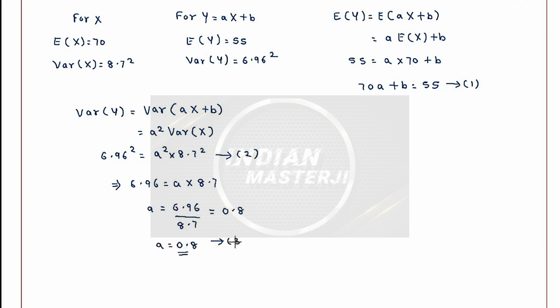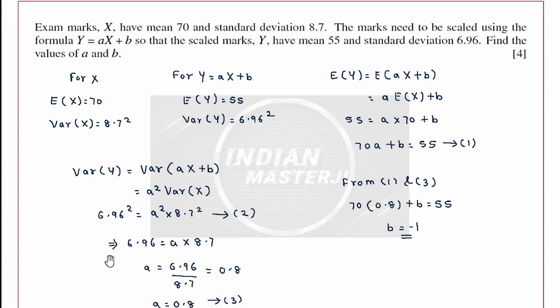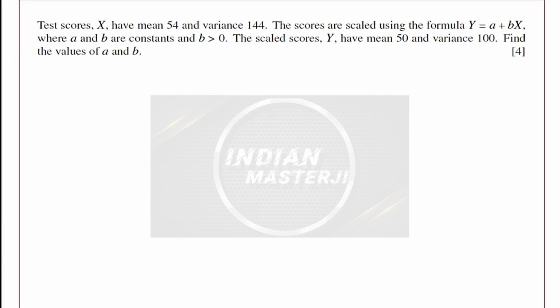This value, can I put it in equation number 1? So can I say from 1 and 3, 70 into 0.8 plus b is equal to 55. So 7 into 8 is 56. So that means what do I get b as? b as minus 1. So the value of a is 0.8 and the value of b is minus 1 for this particular question. Let's take one more.